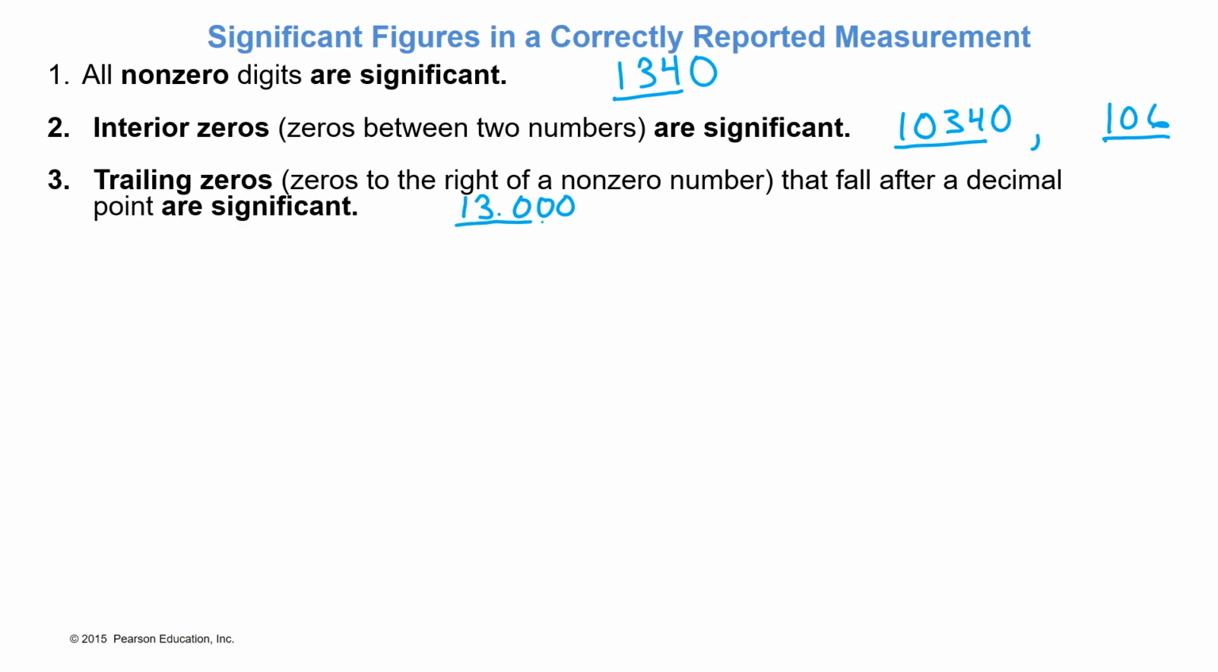If I write a number like that and I put that decimal point there, and even if I say zeros beyond it, I'm telling you that I know that number is exactly 13.000. All right. So all of those are going to be important.